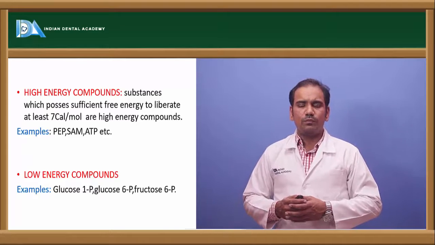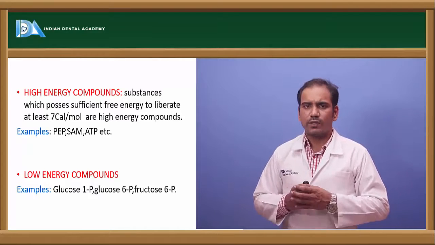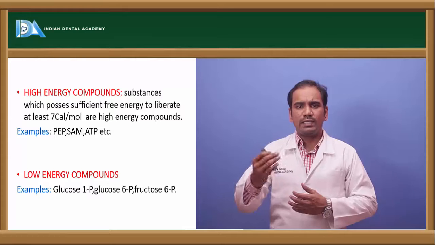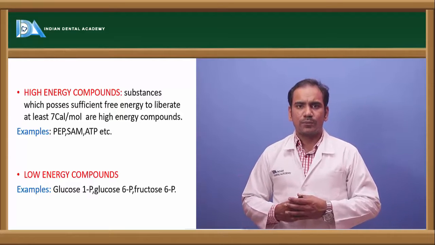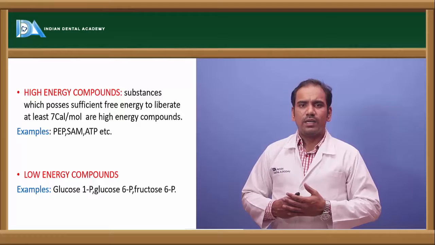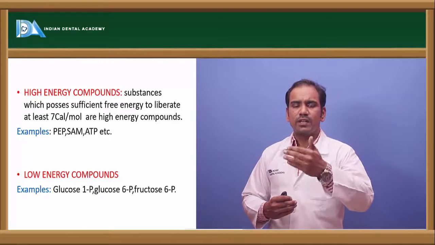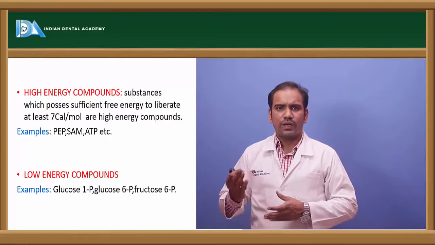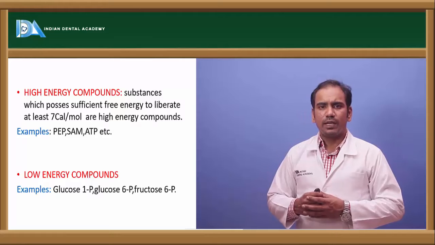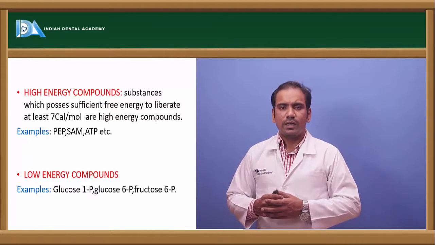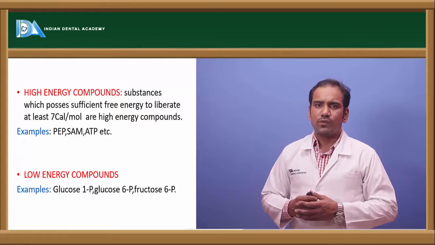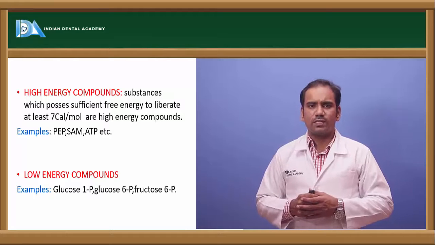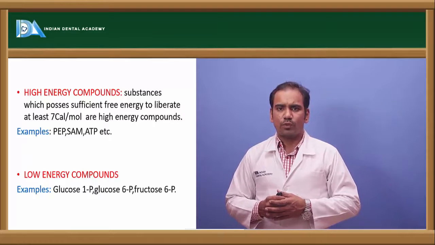So, high energy compounds. What are high energy compounds? Based on the energy released by a compound, we can classify them into high energy compounds and low energy compounds. When the energy released by a substance is more than 7 kilocalories per mole, we call such compounds high energy compounds. For example, ATP, adenosine triphosphate, right? And other examples are phosphoenol pyruvate and creatine phosphate. Those are some important examples of high energy compounds.